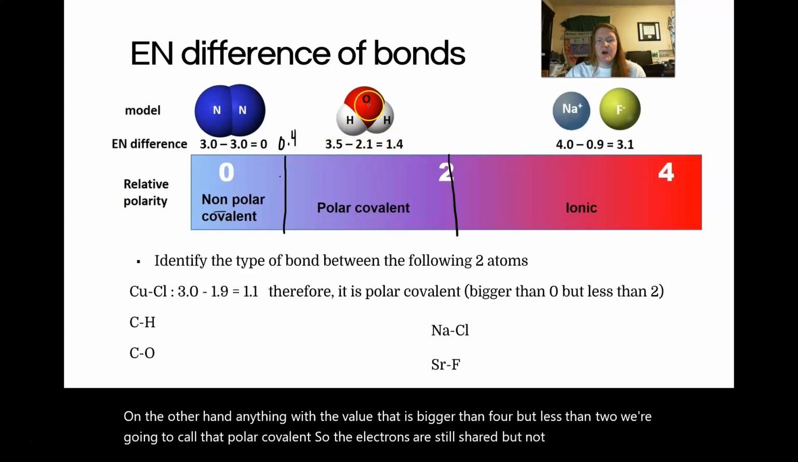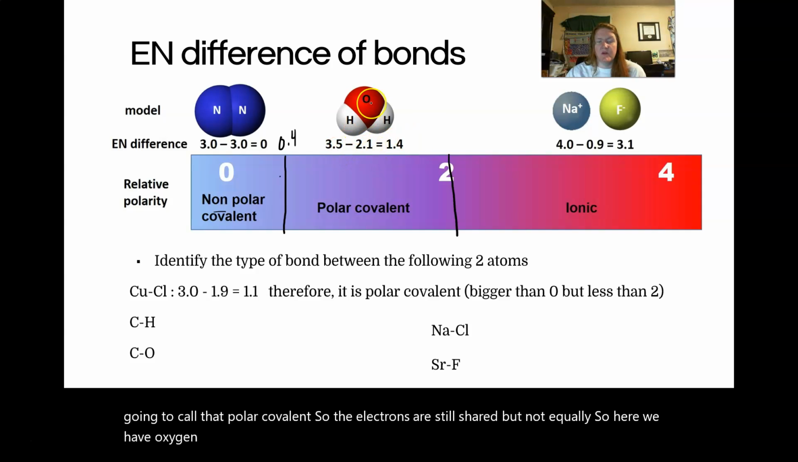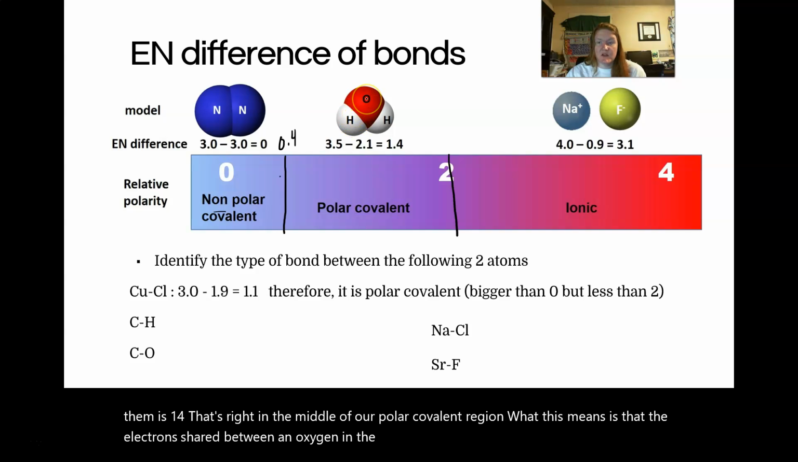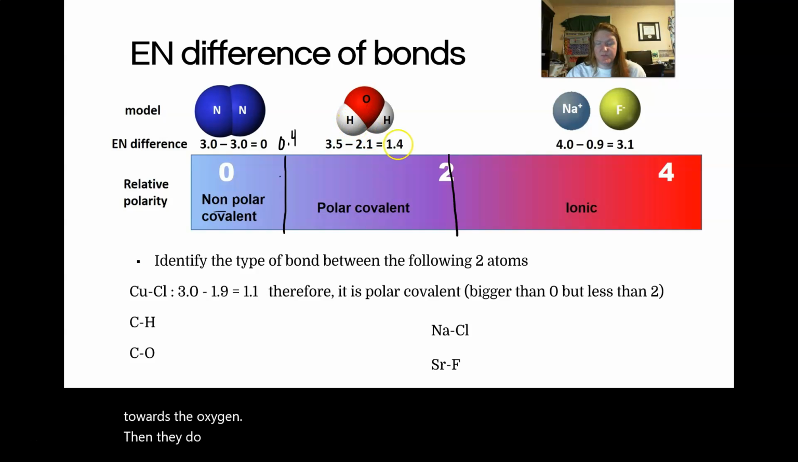So here we have oxygen, which has a value of 3.5, and hydrogen, which is 2.1. So the difference between them is 1.4. That's right in the middle of our polar covalent region. What this means is that the electrons shared between an oxygen and a hydrogen are going to spend more time towards the oxygen than they do towards the hydrogen. Okay, so this is what it means to have bond polarity.